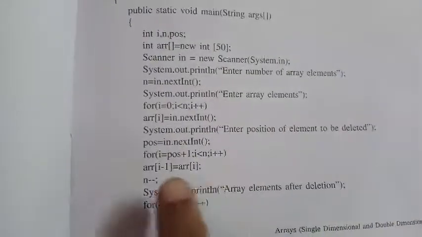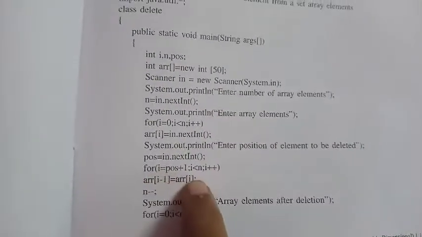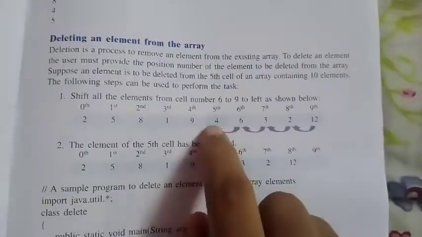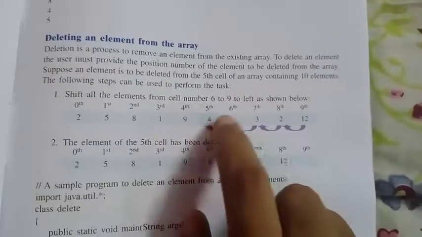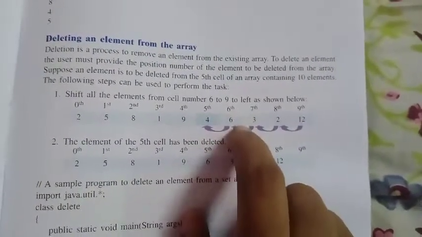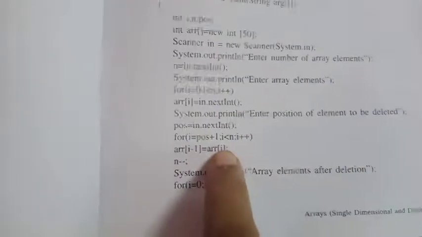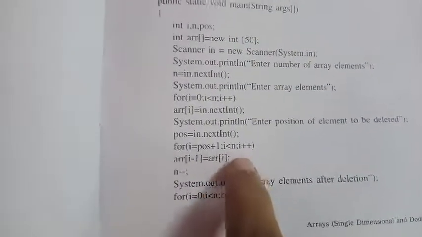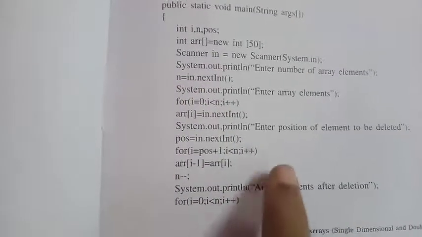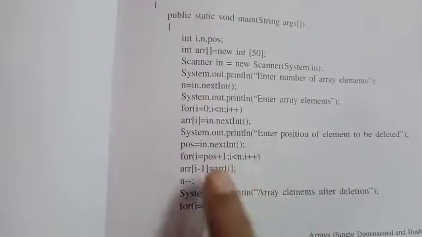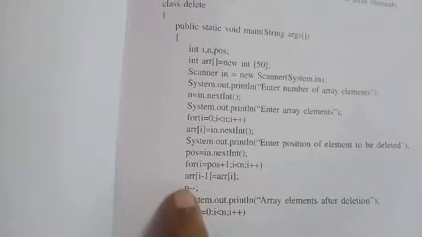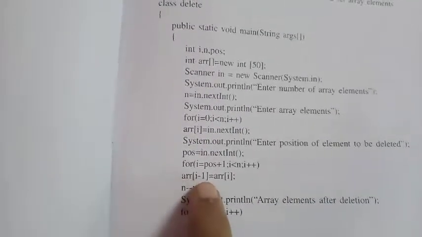They have given here i is equal to position plus 1. See, if 5 is the position, then position plus 1 is 6. So they have given i is equal to position plus 1, i less than n, that is the number of elements in the array, and i plus plus, because till the end we have to shift it to your left. So array of i minus 1.